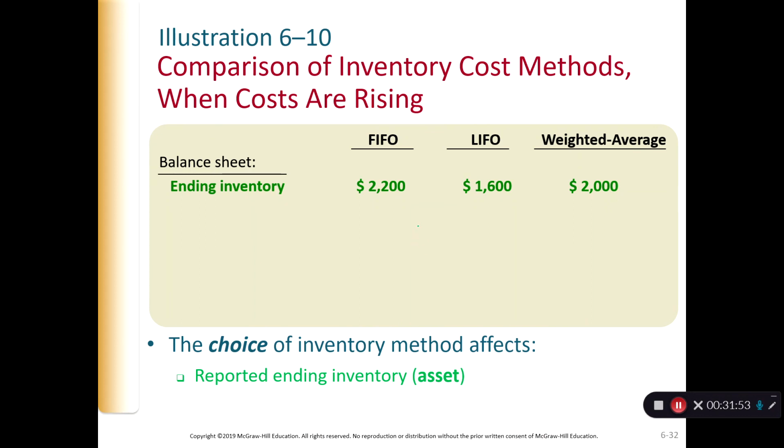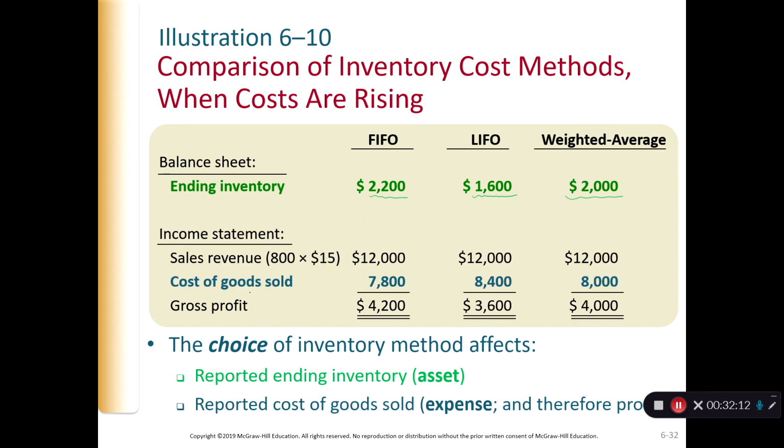We will talk about this in detail. So the balance sheet, the ending inventory for the FIFO method from the last example is 2,200. The LIFO method for the ending inventory is 1,600, and the weighted average is $2,000.